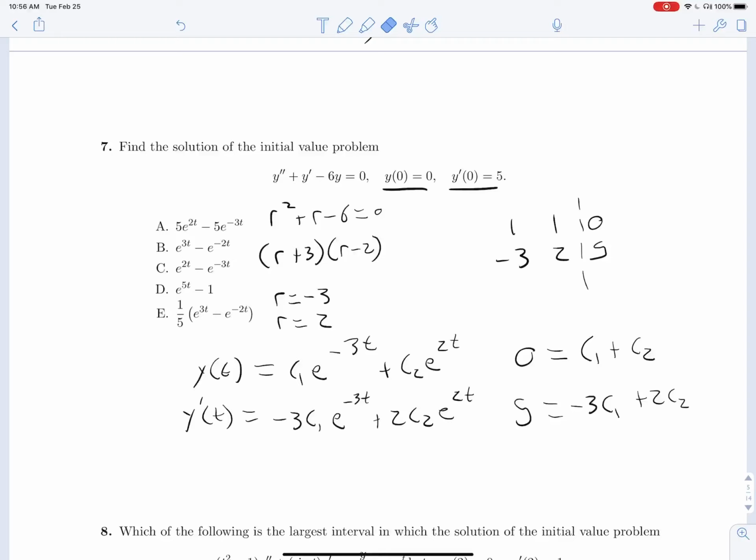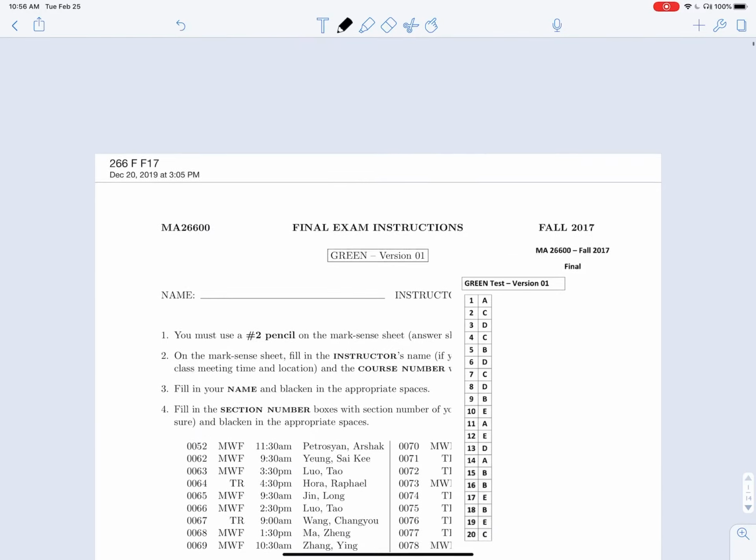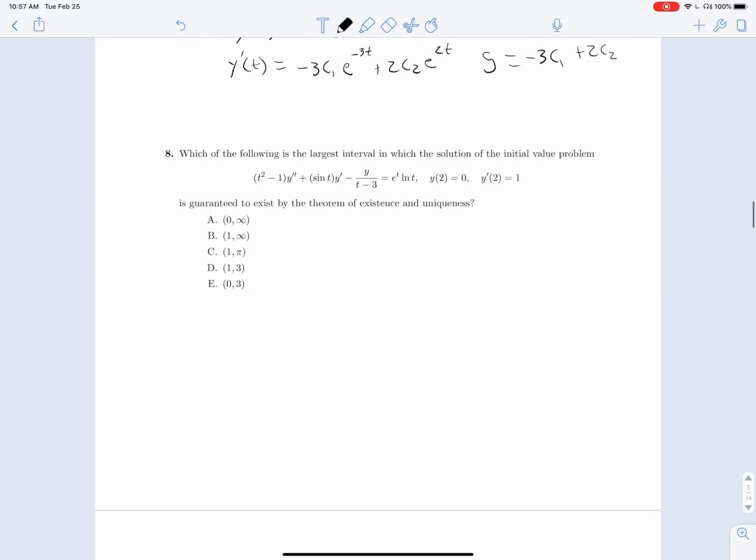Let's add 3 times row 1 to row 2. We'll get 0, 5, 5. This can simplify down to 1, 1. Subtract here, we'll get 0, negative 1. And so all that's telling us is that c1 must be negative 1, and c2 must be 1, so that both of these cases up here are true. Let's see what answer choice corresponds with this. That looks like it's answer choice C. So 7 is in fact C.